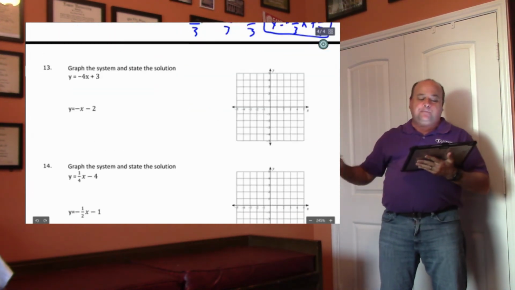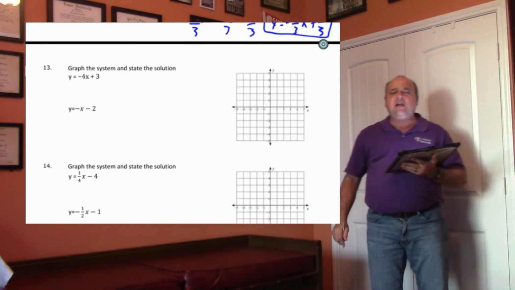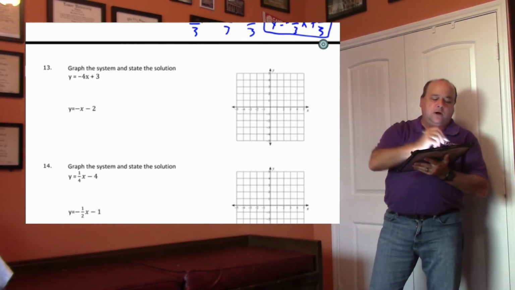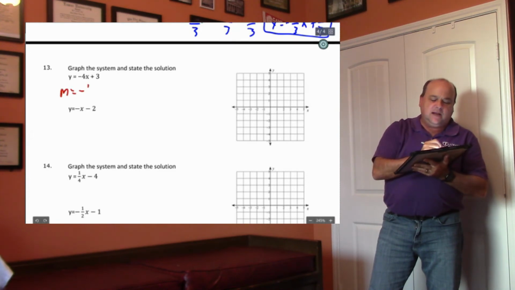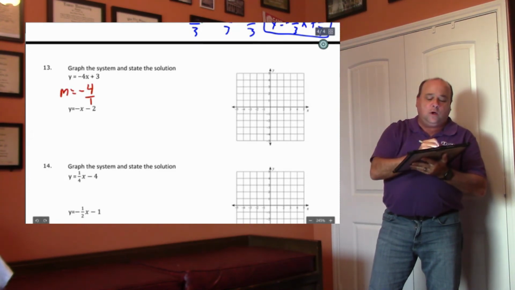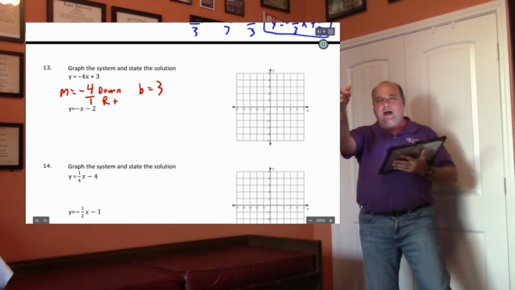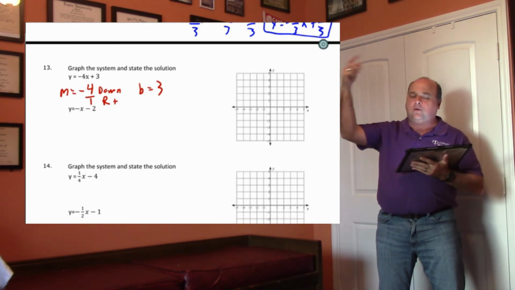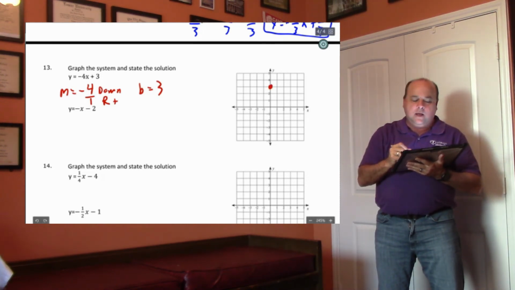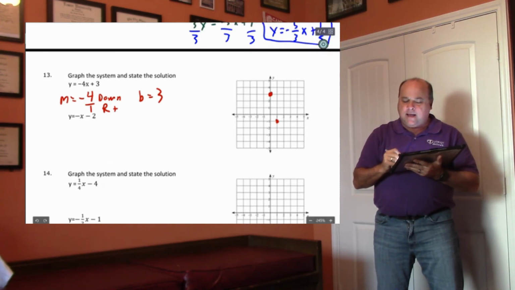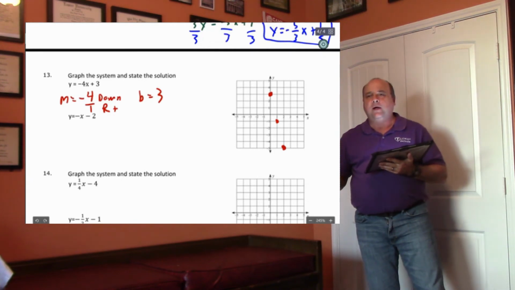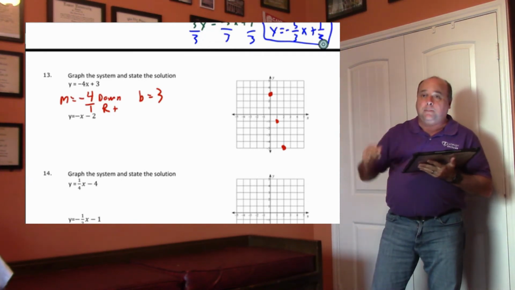Let's go to 13. Graph the system and state the solution. So we need our slope and our y-intercept. Y'all should be getting good at graphing lines. So our slope is negative 4, and I'm going to put it over 1, which means I'm going to go down and to the right, and then my y-intercept is 3. So graph the y-intercept first. It's called the starting number. Graph that first. It starts at 3. Then my slope tells me to go down 4, right 1. So down 4, right 1. I could do that 2 more times. So I get those 3 dots. I can't go up or I'll be off the graph.